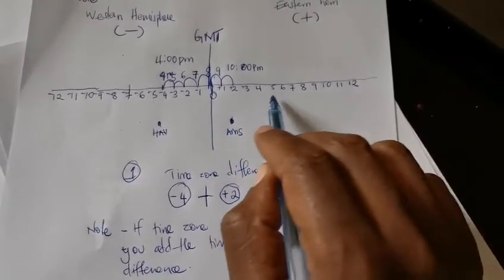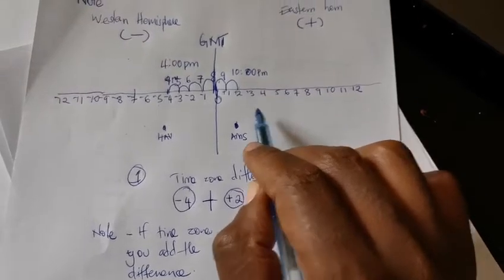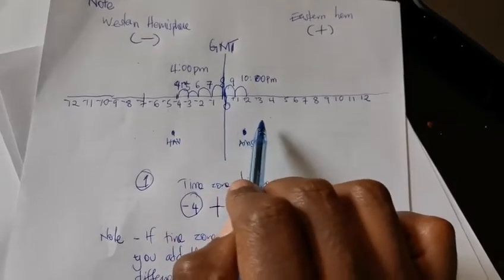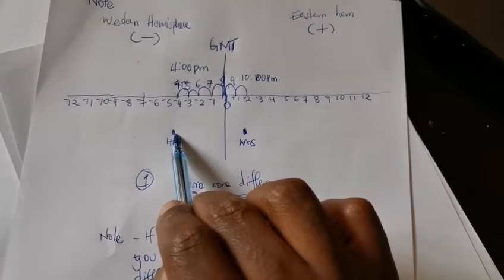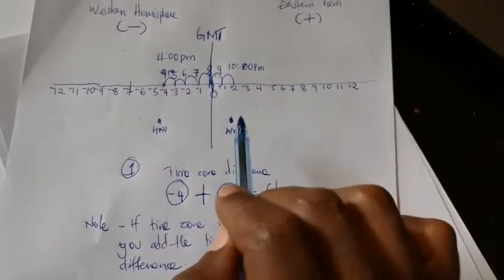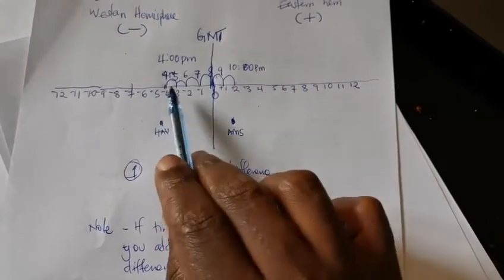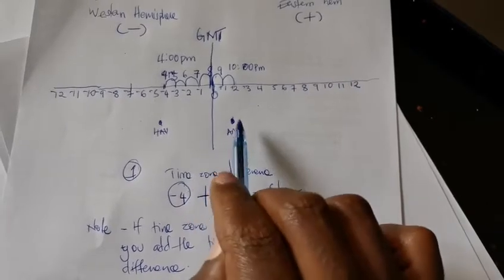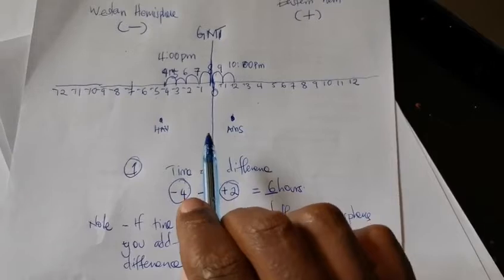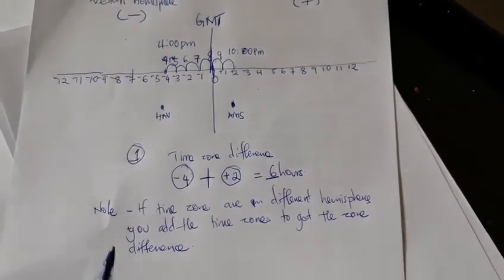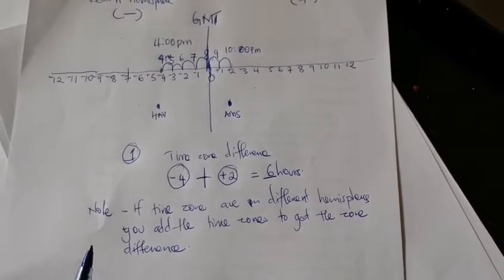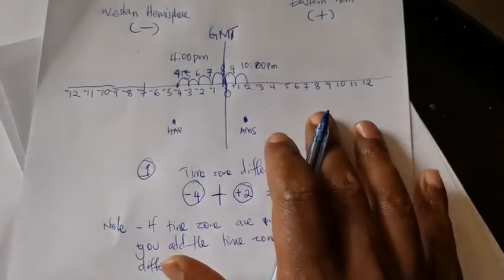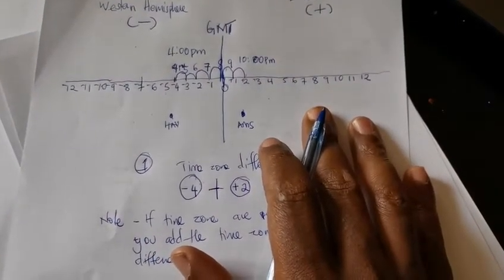You can get other examples like this, but if one is in the eastern hemisphere and another is in the western hemisphere, you must identify the time zones first, then you add them, because they're on different sides. But now we're going to look at another example. What if these time zones are on the same side? Either they are both in the western hemisphere or both in the eastern hemisphere.